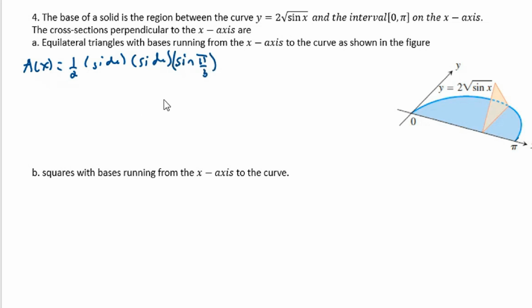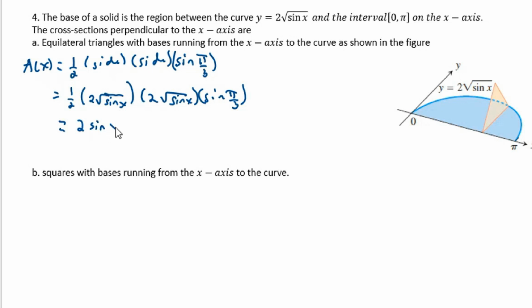The side now is equivalent to 2 square root of sine x. So by substitution, I have 1/2 times 2 square root of sine x. Then the other one is the same because that is equilateral. So we have 2 square root of sine x times sine of pi over 3. By simplifying that one, 2 times 2, we have 4 divided by 2 from the 1/2. Therefore, it gives us now 2, and the square root of sine x times square root of sine x is just sine x.